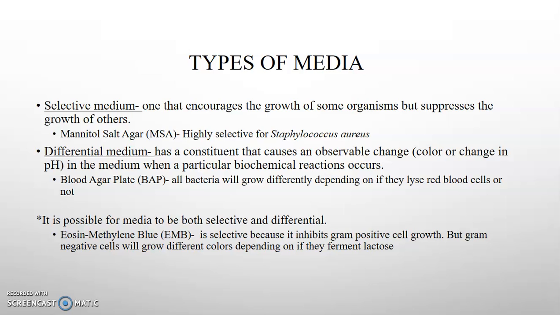That's the selective part. However, the gram-negative bacteria that grow, they grow different colors based on how they interact with the lactose, which is the sugar source in the media. Sometimes they'll grow this metallic green color, sometimes they'll grow almost a black color, sometimes they'll grow dark purple. It really depends on how they interact with the media.